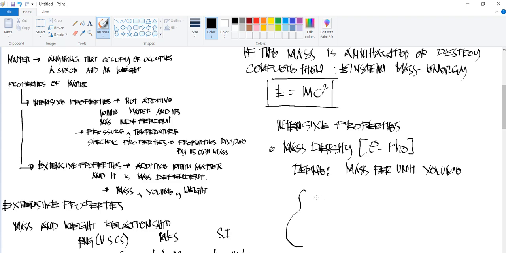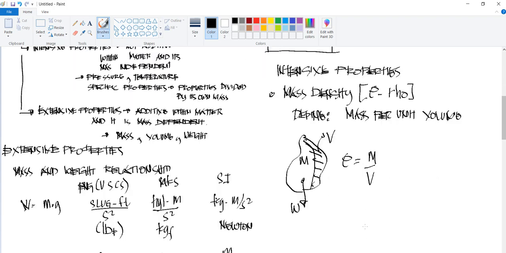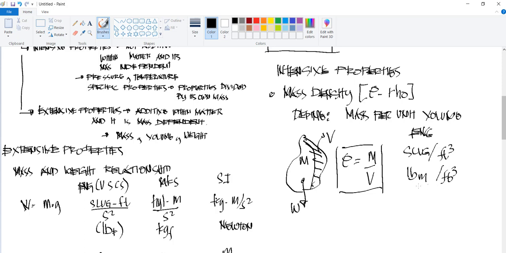So we have your mass and this is the volume, with your weight acting here. So now your density is equal to the mass over the volume. That will be the equation. For your units in English, that will be slug per cubic feet, or pound mass per cubic feet. So take note of the volume.